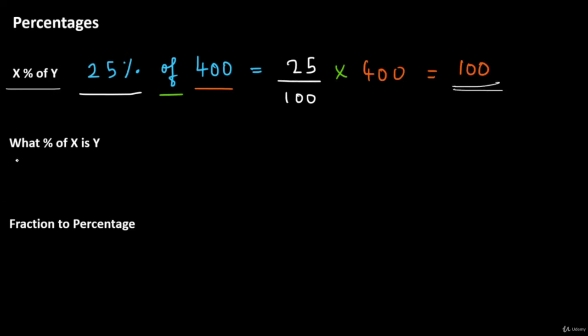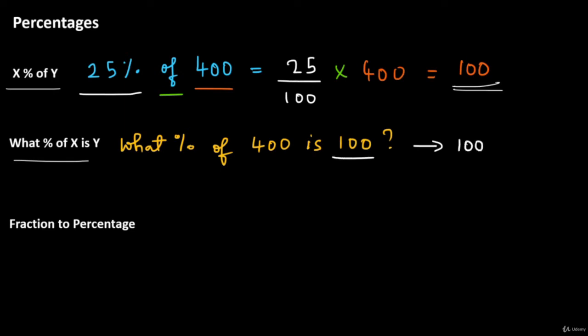Alright, now the next term that we want to analyze is what percentage of X is Y. Let's take an example. What percentage of 400 is 100? Alright, what does it mean? So we have the 100 over here, and this is out of 400, right? Because it's of 400. So out of 400, you have 100. So that's 100 divided by 400. Now, this has to be expressed as a fraction where the denominator is 100. In that case, you can call the numerator the percentage.